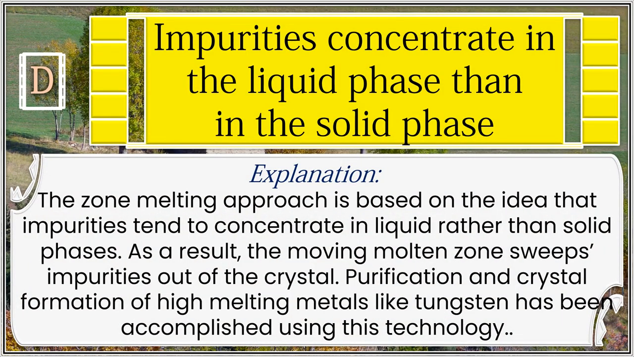The answer is impurities concentrate in the liquid phase than in the solid phase. The zone melting approach is based on the idea that impurities tend to concentrate in liquid rather than solid phases. As a result, the moving molten zone sweeps impurities out of the crystal. Purification and crystal formation of high melting metals like tungsten has been accomplished using this technology.